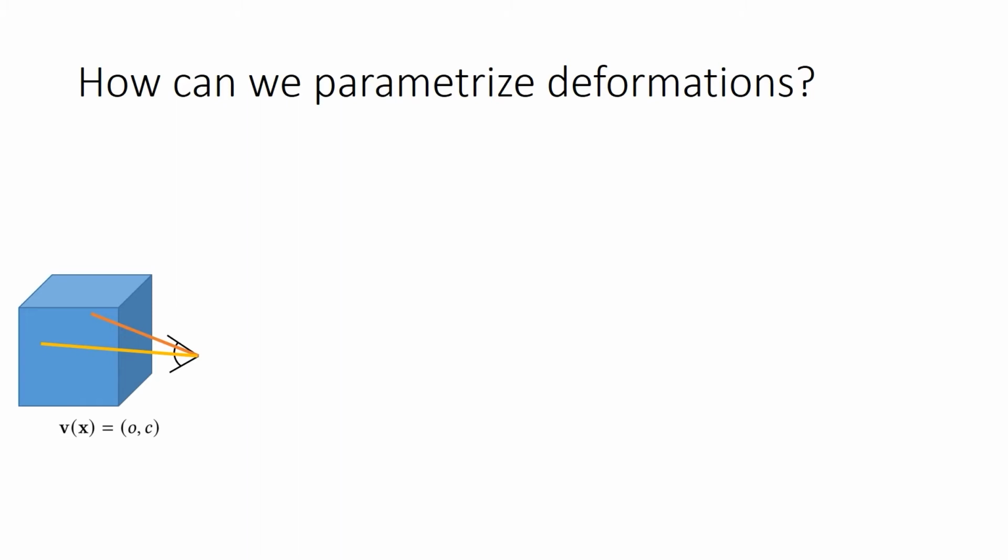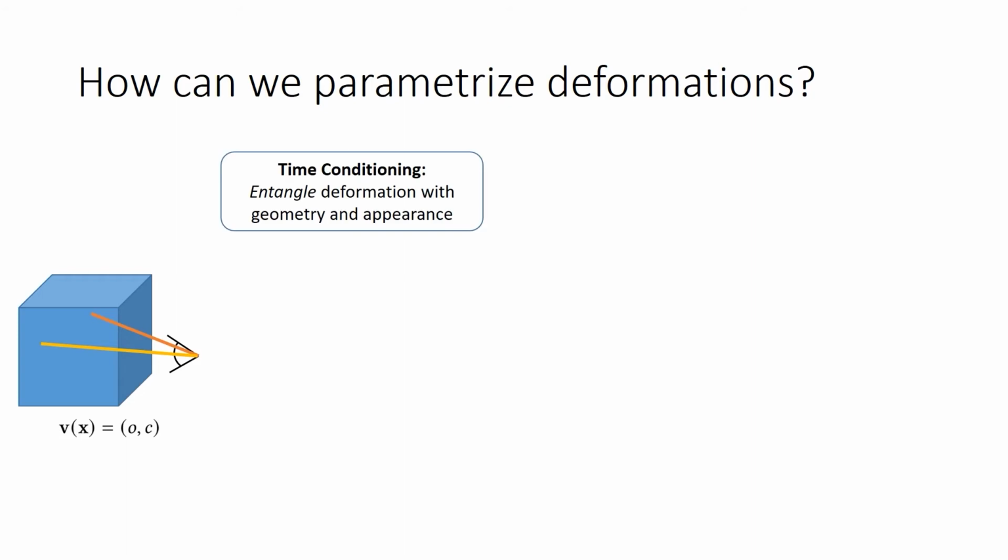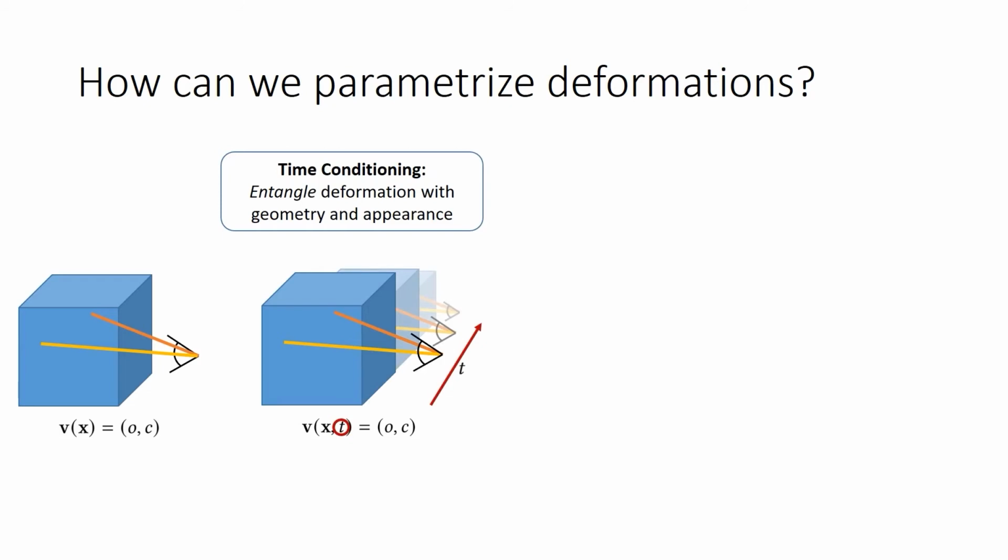Given a radiance field, we can specify a virtual camera and trace rays from it. We then employ volumetric rendering by sampling the radiance field along each ray and integrating the samples to obtain the final image. This formulation, however, only supports static scenes. If we want to capture dynamic scenes, we can additionally condition the radiance field on time. This entangles geometry and appearance with deformations.